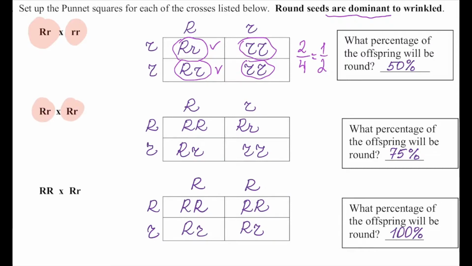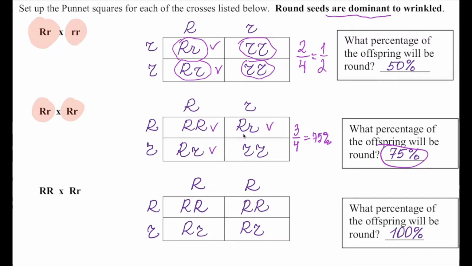Your next one, you have both of them are heterozygous. So you set up your Punnett square as follows, right here. That's your square. And then they're asking you again, what percentage will be round. Again, you're looking at the ones that have capital R. So we have homozygous dominant and 2 heterozygous. That is 3/4, which is 75%. So that's your answer, 75%.